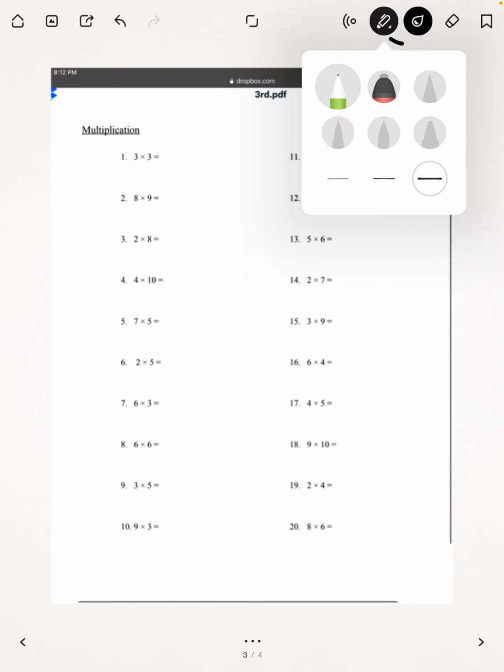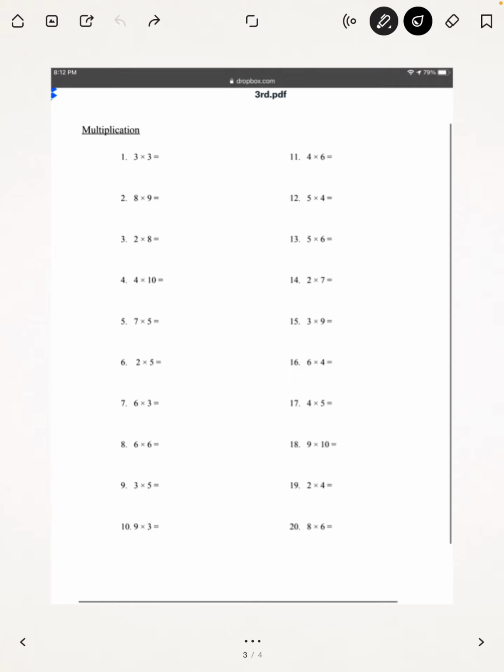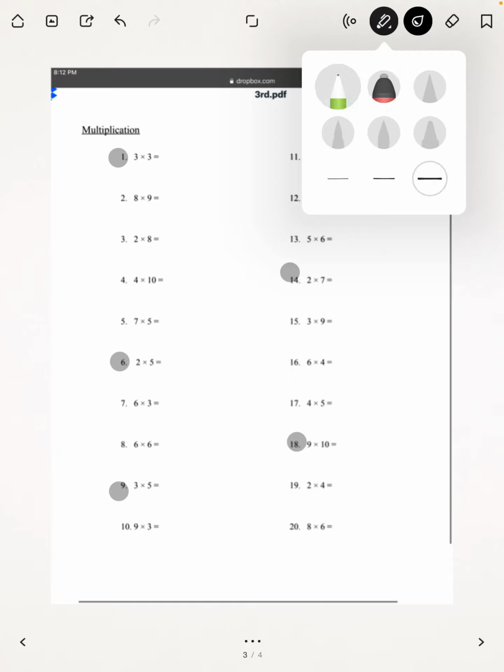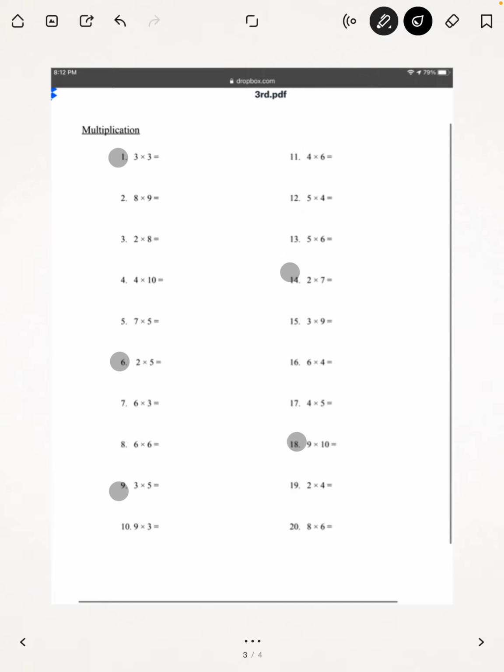Multiplication. 3 times 3, that basically means 1, 2, 3, 1, 2, 3, 1, 2, 3, and you count it up, it goes 9. 2 times 5, that basically means 2 plus 2 plus 2 plus 2 plus 2, or you could do 5 plus 5, or you could do 1, 2, 3, 4, 5. And if you count it up, it equals 10.